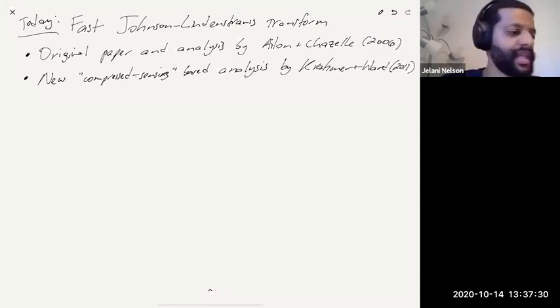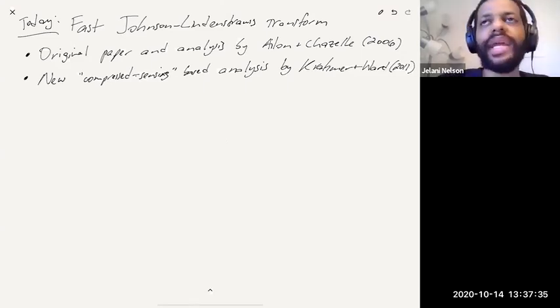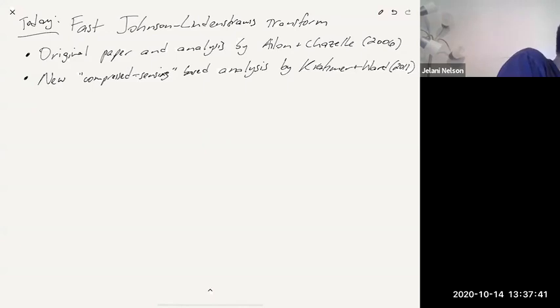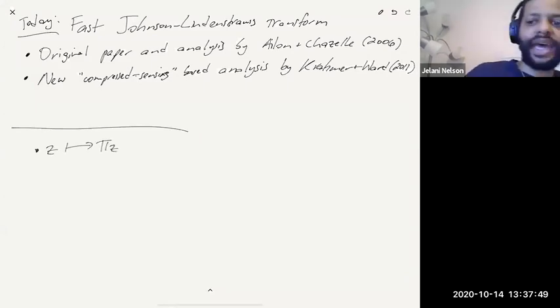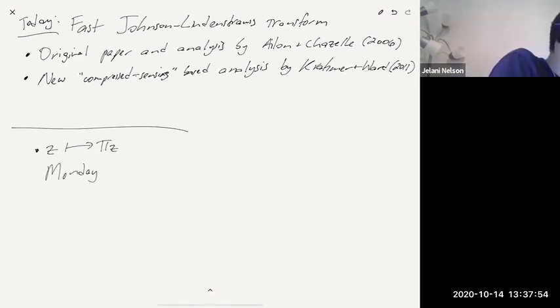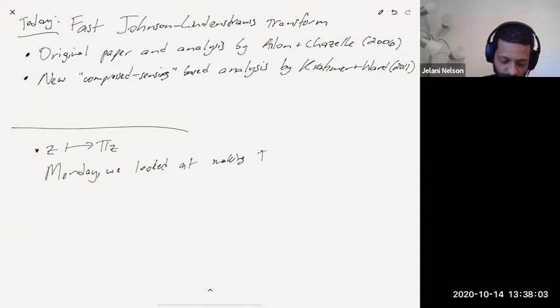Okay, great. So let's get to it and let's start talking about the fast Johnson-Lindenstrauss transform. So before, on Monday, we talked about making Pi sparse, right? So remember, for us, with linear embeddings, we've been looking at embeddings where some vector z gets mapped to Pi z. And on Monday, we made Pi sparse. Right, and if it's very sparse, then you get faster embedding time.